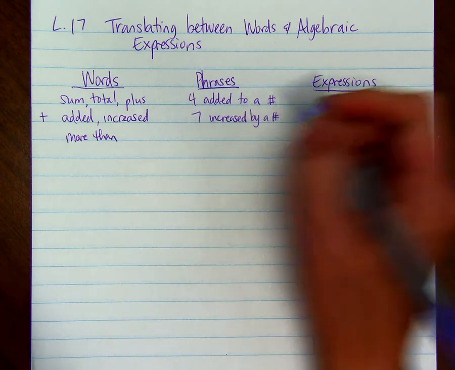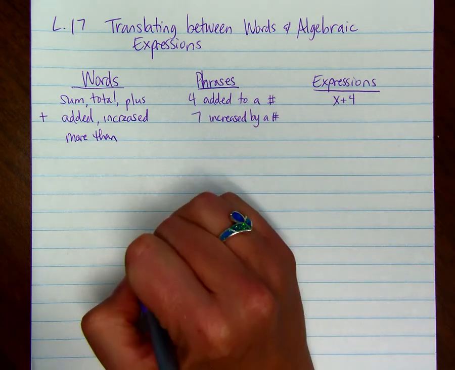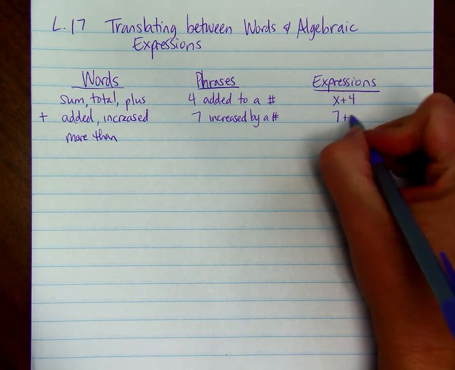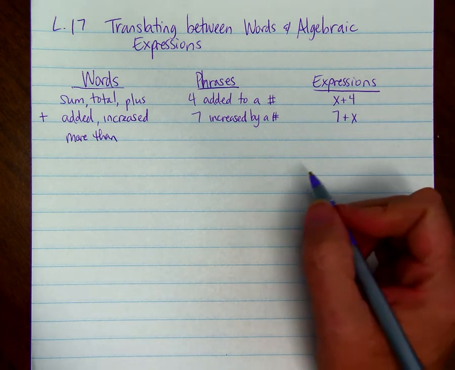The expression for 4 added to a number is just x plus 4. So we take the number and we're adding 4 to it. 7 increased by a number would be 7 plus x. So we're just adding an unknown to 7.